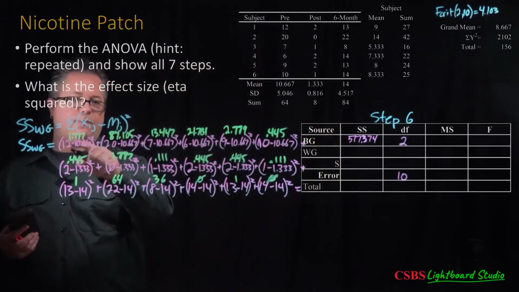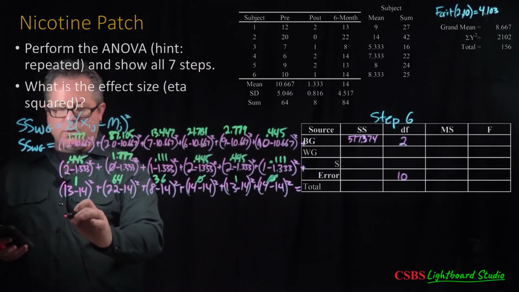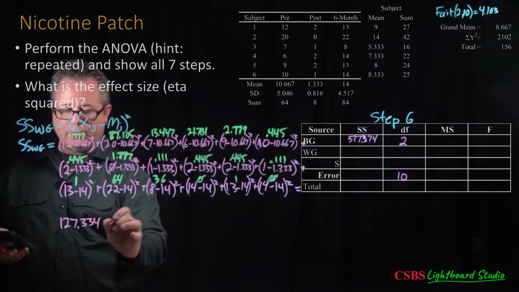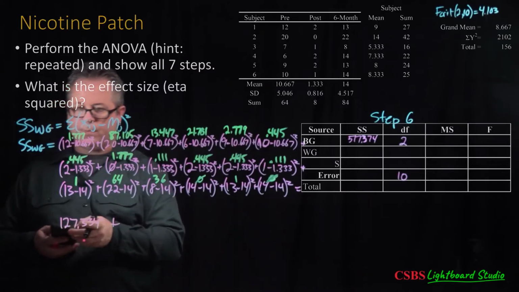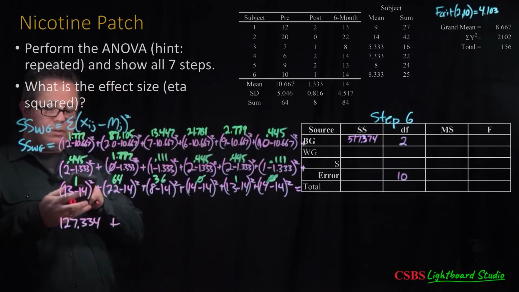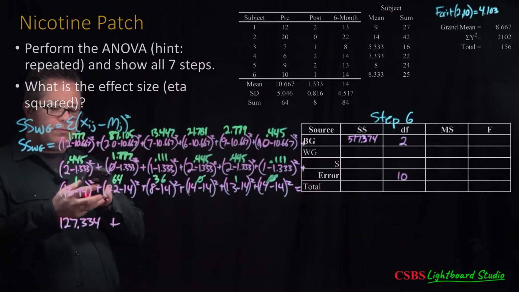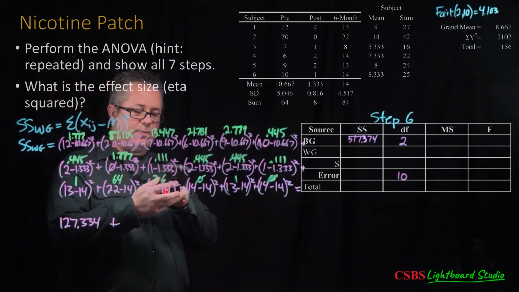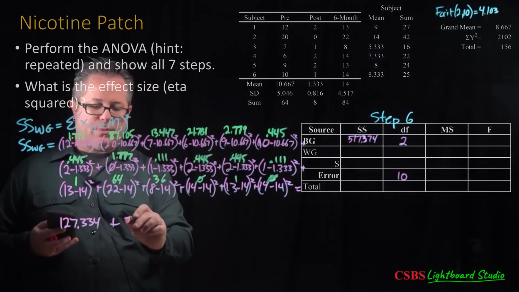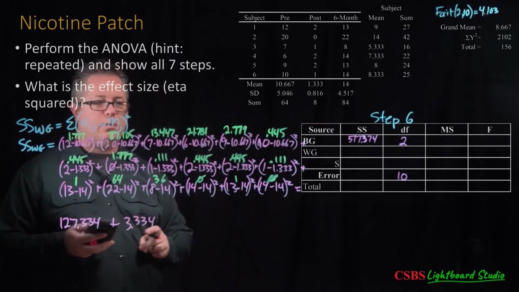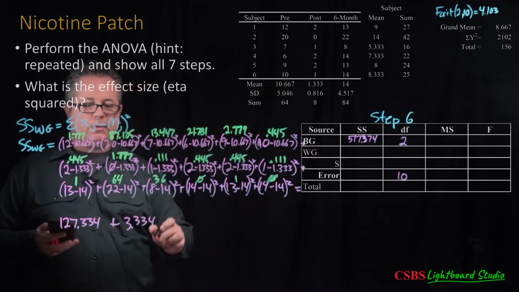Let's do it down here. So the first row adds up to 127.334. Let's do the second row. 0.445 plus 1.777 plus 0.111 plus 0.445 plus 0.445 plus 0.111 equals 3.334. Okay. That's the second row.